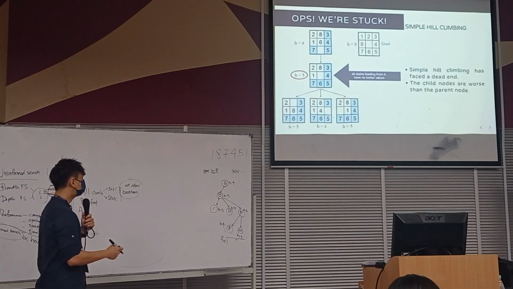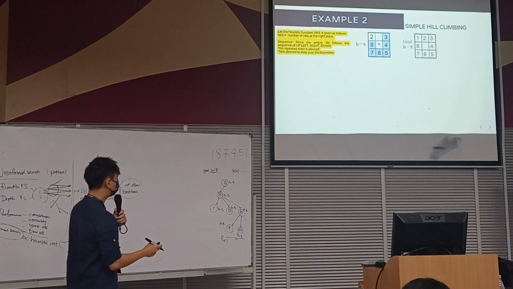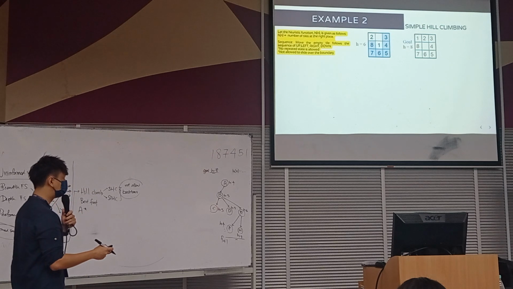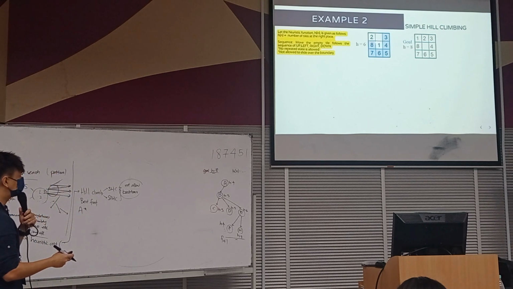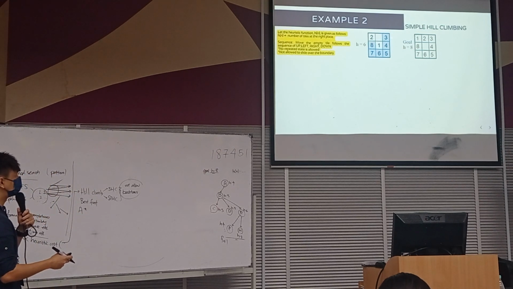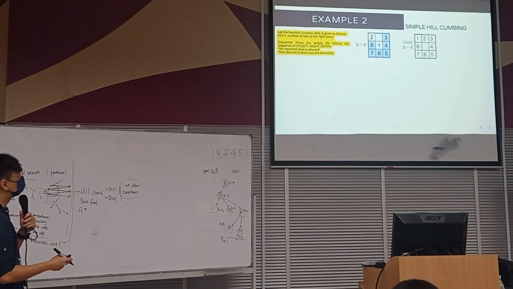Let's look at another example. Now we have the goal state with heuristic cost 8. This is the current state, 1, 2, 3, 4, 5, 6. 6 is quite near to 8, so we start to explore.